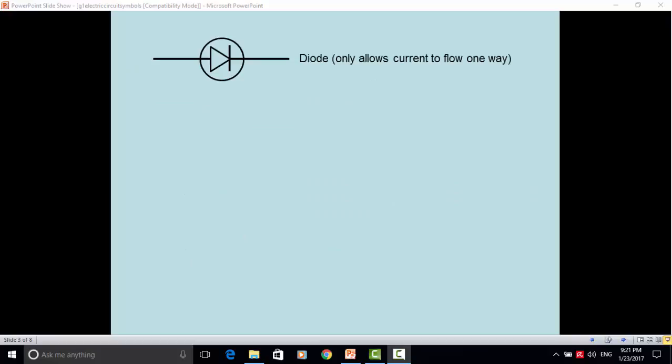This is a diode. A diode only allows current to flow one way, and it's this way, so the triangle here you can treat as an arrowhead, allowing the current to flow along the arrowhead.